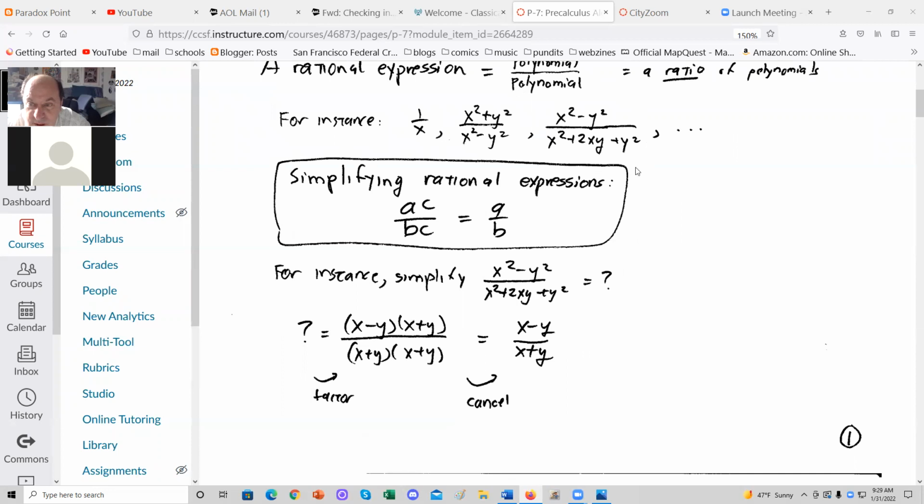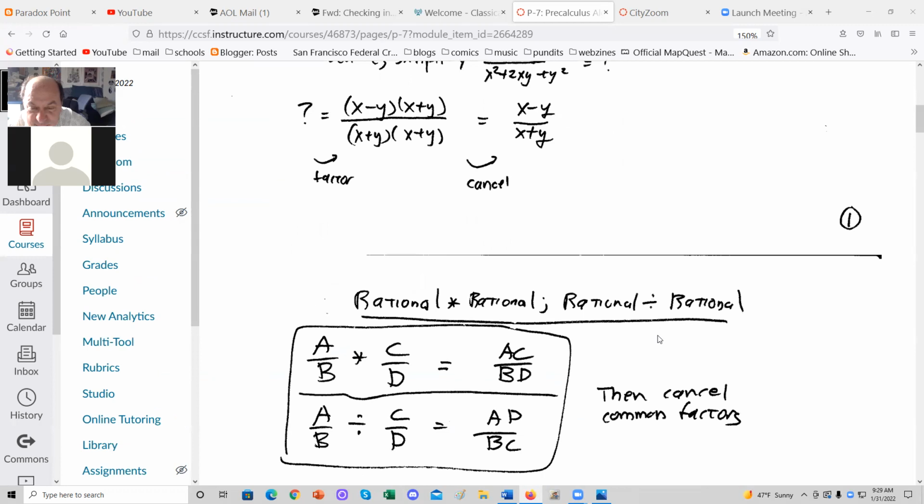So for example, this expression here, x squared minus y squared over x squared plus 2xy plus y squared. Now, by using factoring from the previous section, this numerator is x minus y times x plus y. Its denominator turns out to be a square, namely x plus y times x plus y. That's from factoring. Now, these two factors, x plus y, are identical. So we can cancel them out, and we're left with x minus y over x plus y. And that's a simplification of this.